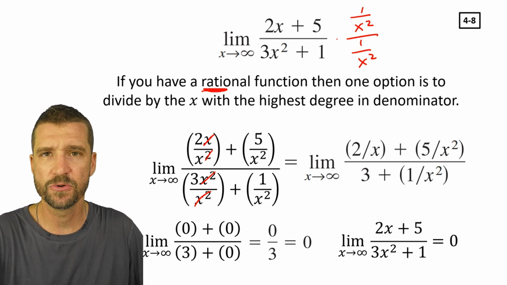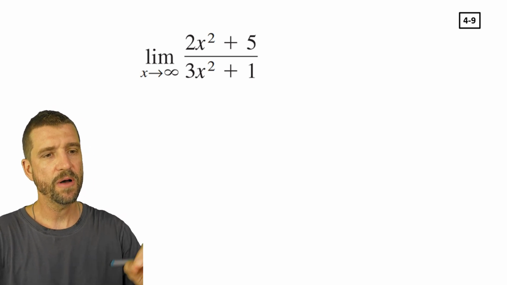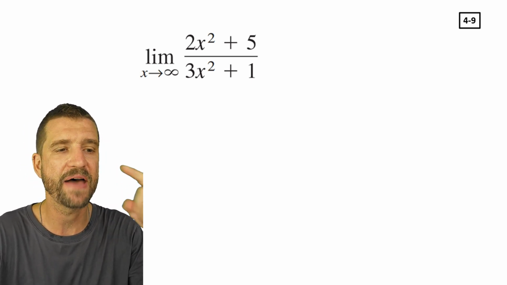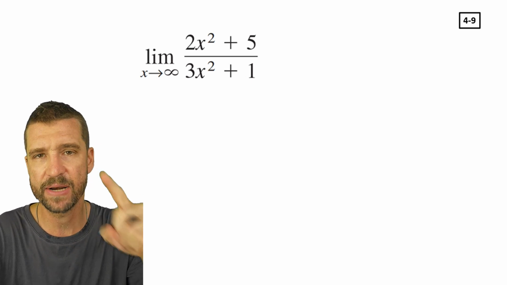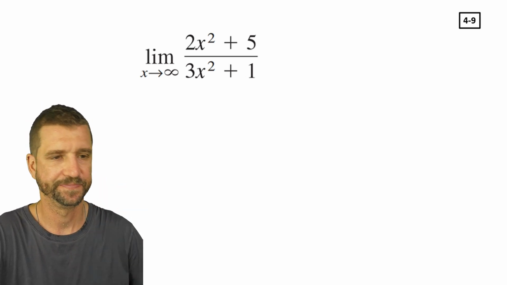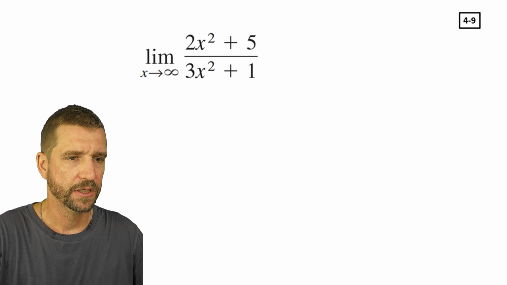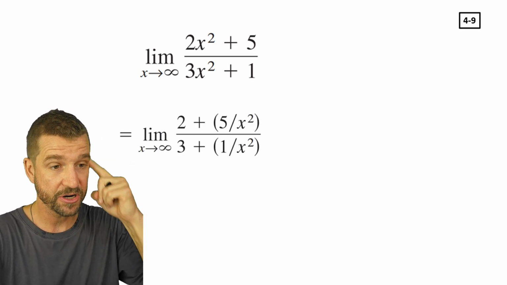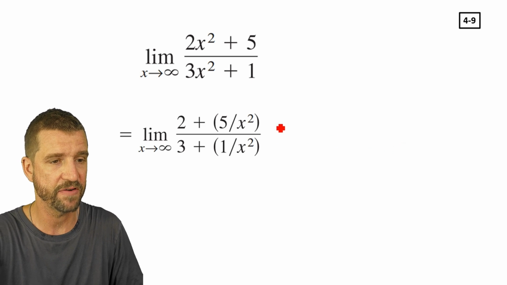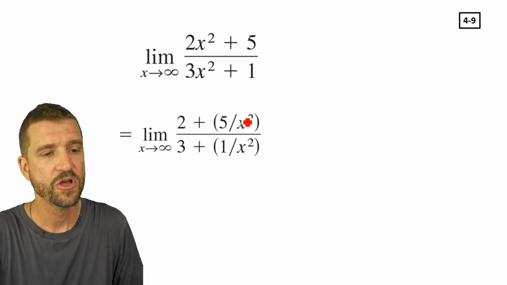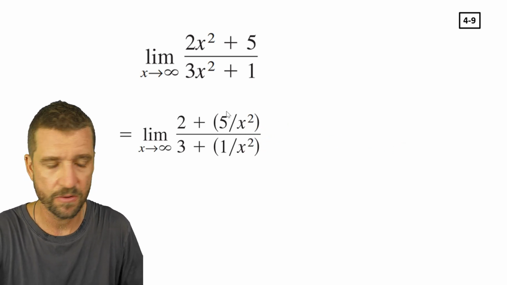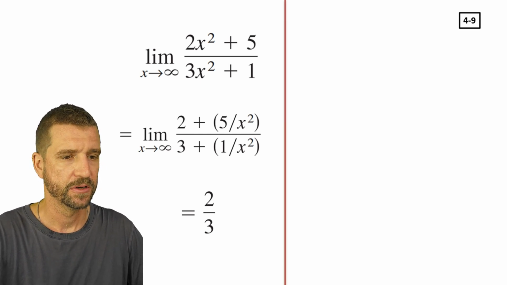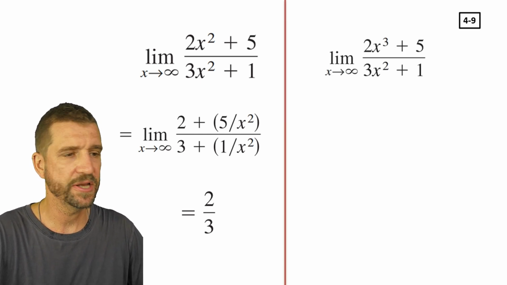All right, let's do another one. Go ahead and follow. I want you to pause the video and try this. Follow the same rule, divide by the highest degree in the denominator and see what happens. I hope you tried it. Once you divide by the highest degree, you're left with 2 over 3, 5 over x squared, 1 over x squared. Both of these will go to 0, and you'll be left simply with 2 over 3 as that limit.